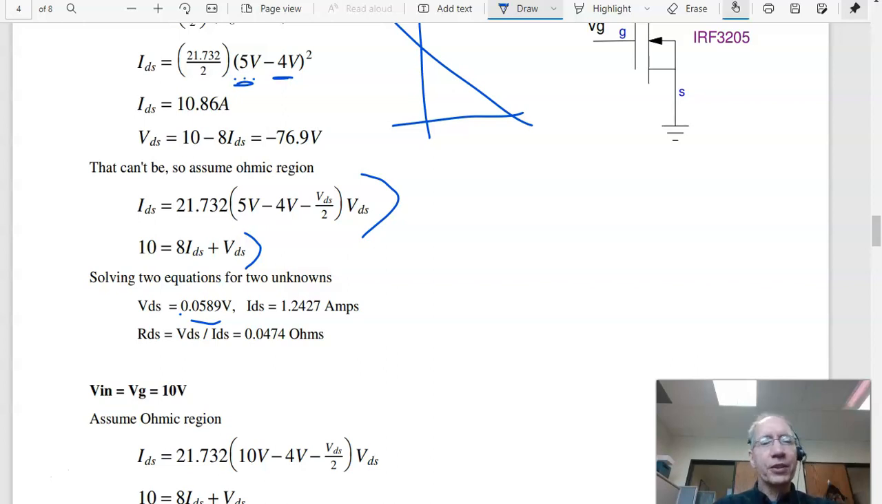If you're curious, the resistance is voltage over current. This isn't actually 0.008 ohms, it's actually 0.04 ohms. If you want to split hairs, not a huge difference.